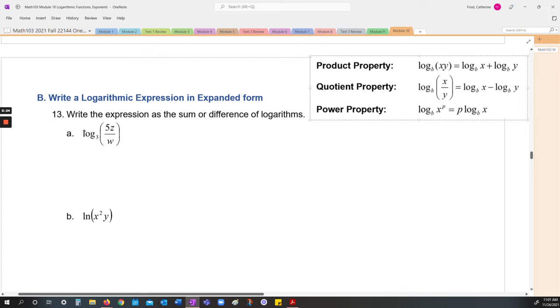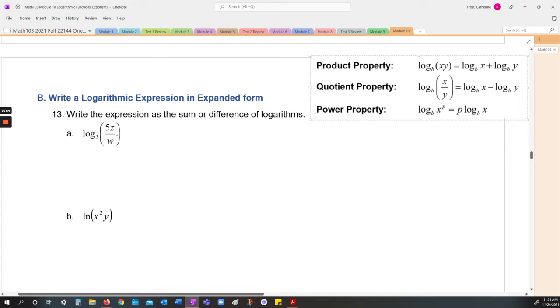So number 13, we're going to write each of these logarithms. We have a single logarithm, and we want to write them as a sum or difference. And we want to simplify as much as possible, and we want whatever's inside the log to be as simple as possible, preferably just one number or one letter, I guess, variable. So part A, log base 3 of 5z over w.